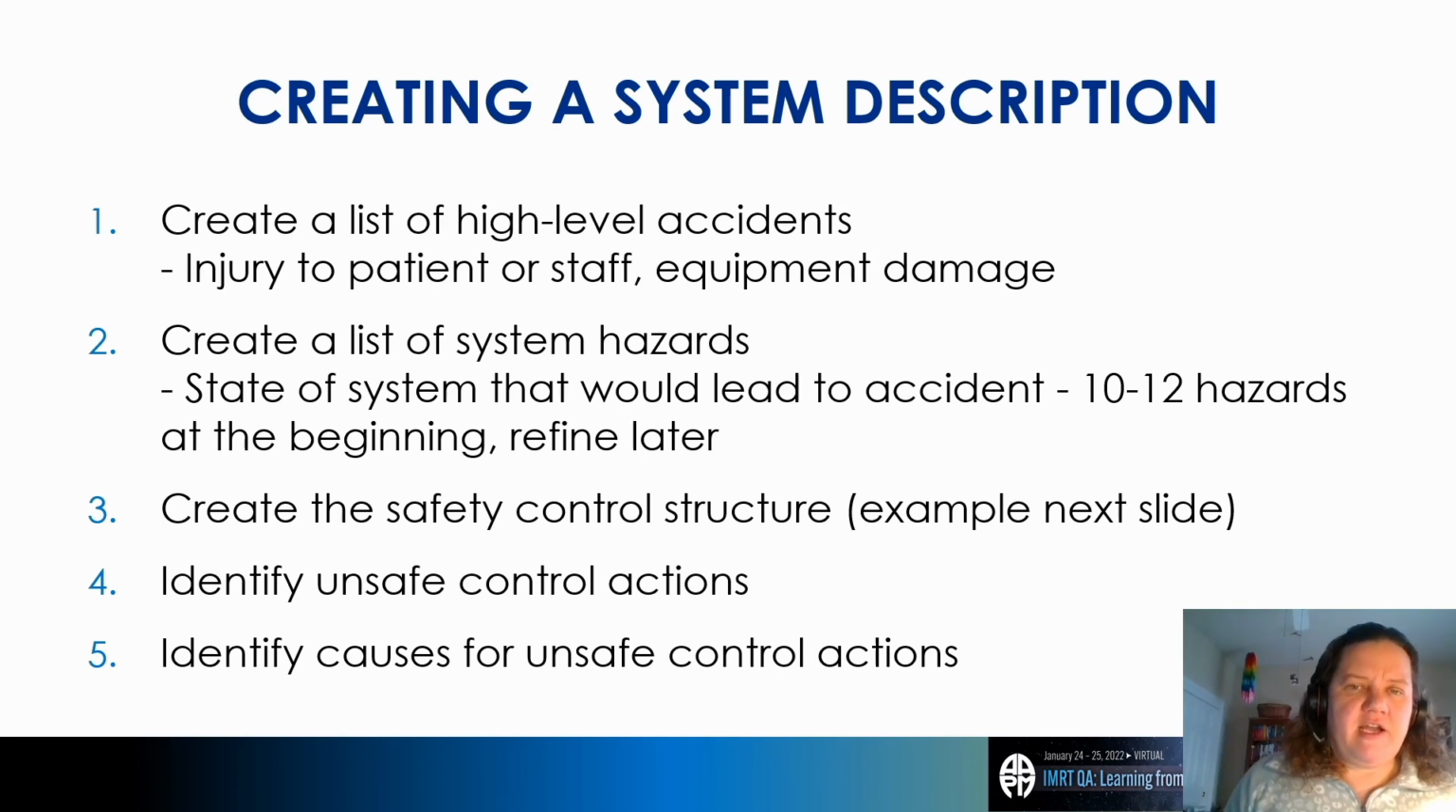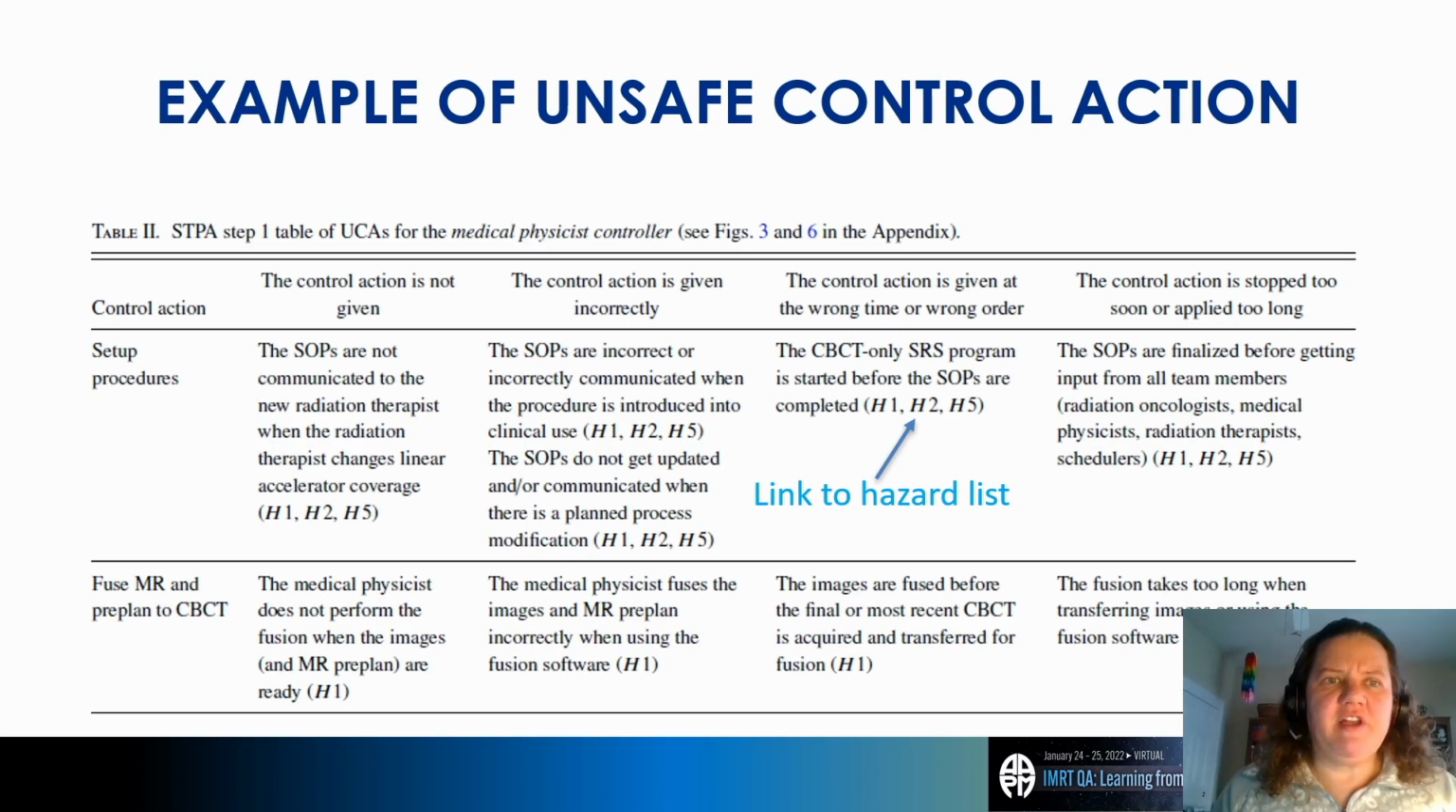After you have the accidents and hazards, you create a safety control structure that I showed you in the previous slide. Once you have that structure in place, you identify unsafe control actions. And once you have that list of unsafe control actions, you do a root cause analysis and identify causes for unsafe control actions. Here is an example from Dr. Pawlicki's paper of an unsafe control action for the medical physicist as a controller.